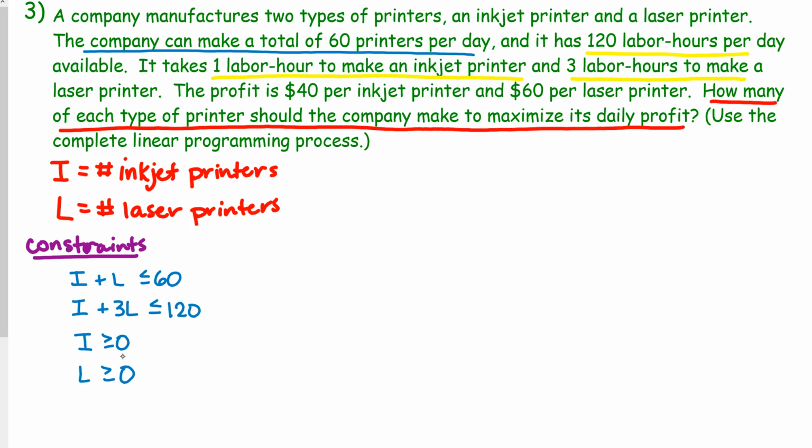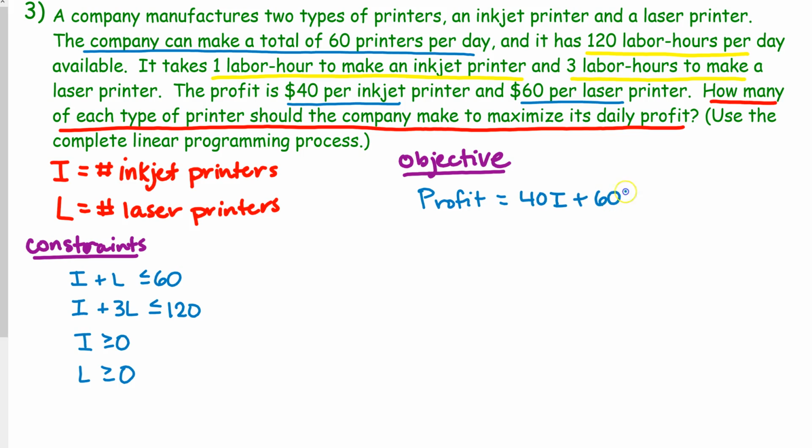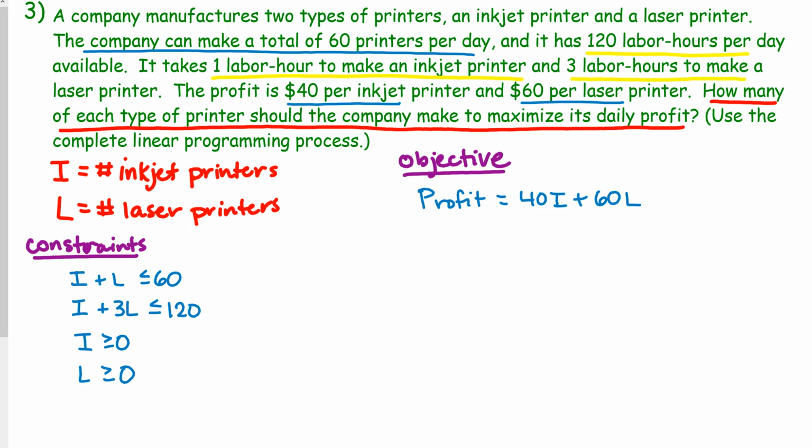Step 3 is to write the objective function. What was the objective? It's to maximize the profit. So we write profit equals, well, let's see. We get $40 per inkjet printer, so 40I plus $60 per laser printer, 60L. Okay, the next step is to graph the constraints. By the way, I noticed a moment ago that I forgot to put my L on my profit. So profit equals 40I plus 60L.